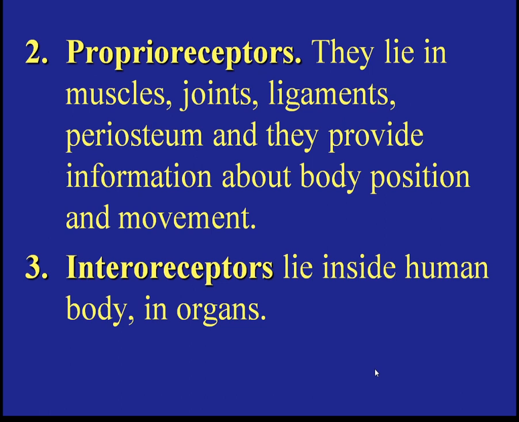The second modality of receptors, proprioreceptors or proprioceptors. They lie deeply in tissues, in muscles, joints, ligaments, periosteum, and they provide information about body position and movements and extremities position and movements. And the third modality, there are interoreceptors. They lie inside the human body in organs.